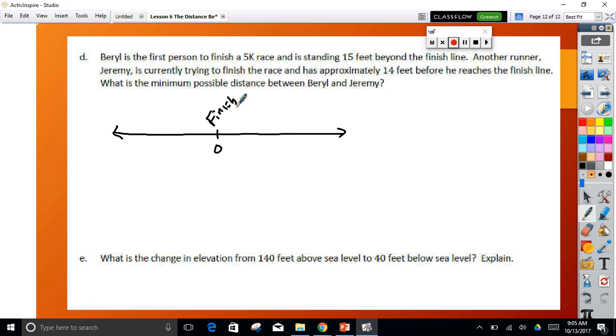Beryl is 15 feet beyond the finish line. So Beryl's over here. He's at 15 feet. Jeremy is 14 feet before the finish line. So he's over here, not quite as far away from 0 as Beryl. Jeremy is at negative 14. Now it's easier for me to apply the formula because I put those into my mind as far as which one is positive and which one is negative. Ailey, how would I write a formula?